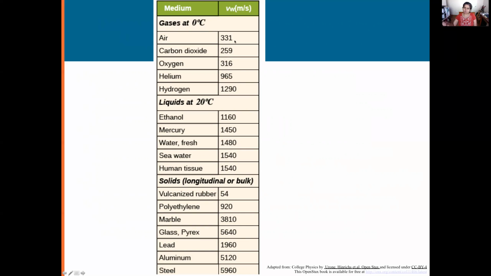You'll see that the speed also varies with the temperature. As the temperature rises, the particles can move more freely. Hence, we expect the velocity to go up, okay? We will come back to that later on. Let's look at some liquid, maybe fresh water, 1,480 meters per second. So huge jump there from gas to liquid. And let's look at a solid, maybe steel, 5,960 meters per second. So very much faster in solids, okay?